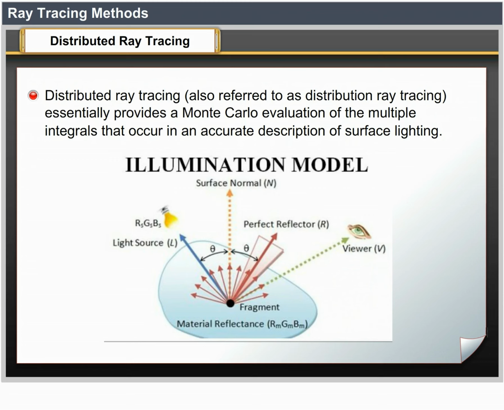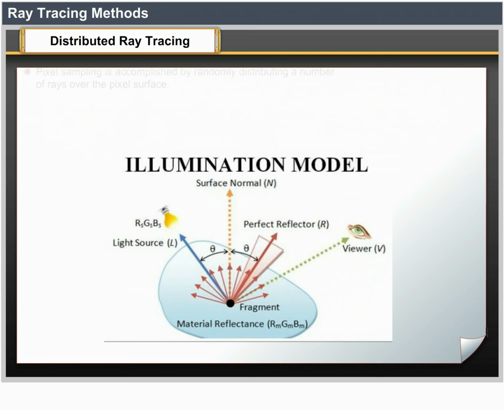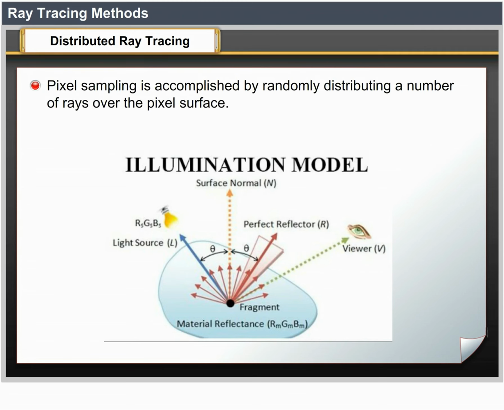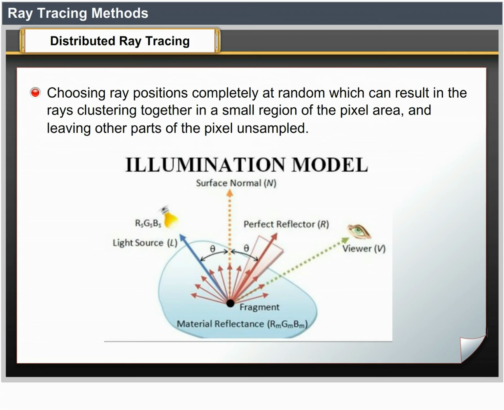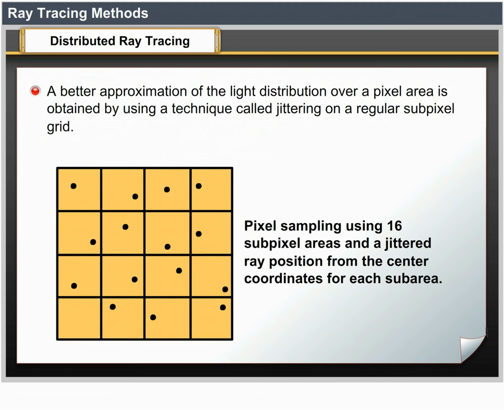Pixel sampling is accomplished by randomly distributing a number of rays over the pixel surface. Choosing ray positions completely at random can result in the rays clustering together in a small region of the pixel area and leaving other parts of the pixel unsampled. A better approximation of the light distribution over a pixel area is obtained by using a technique called jittering on a regular subpixel grid.